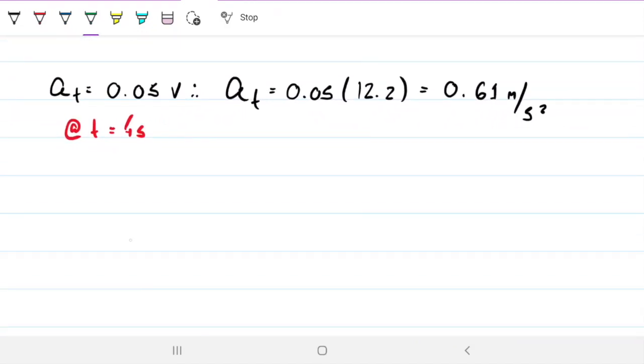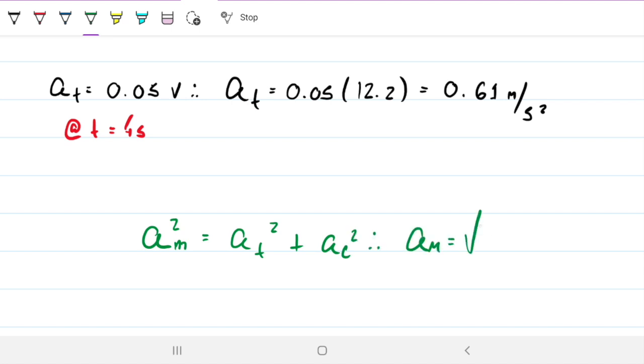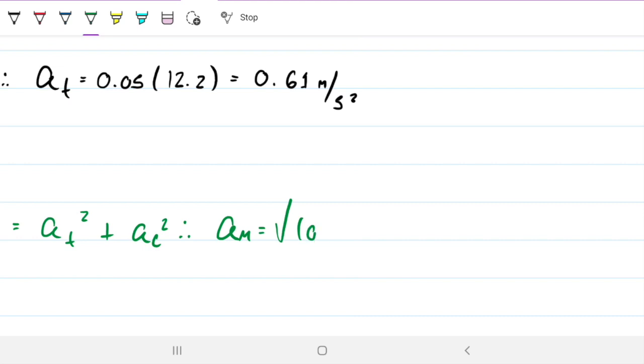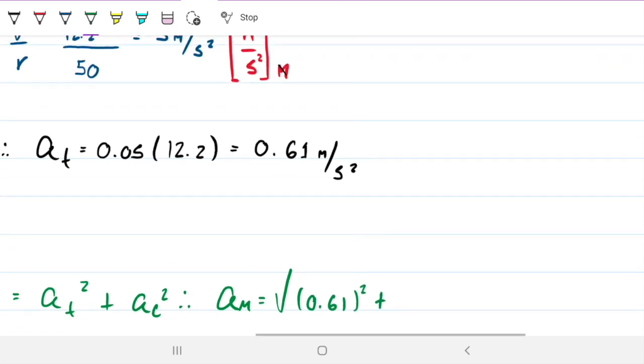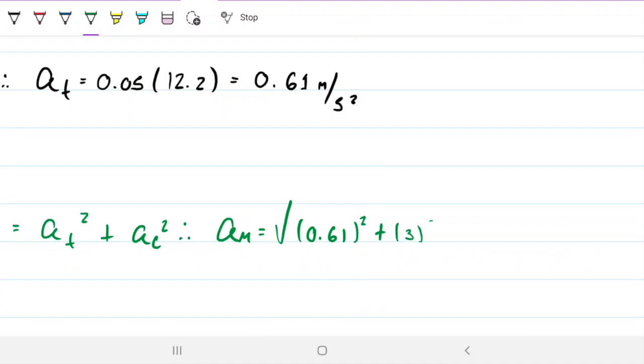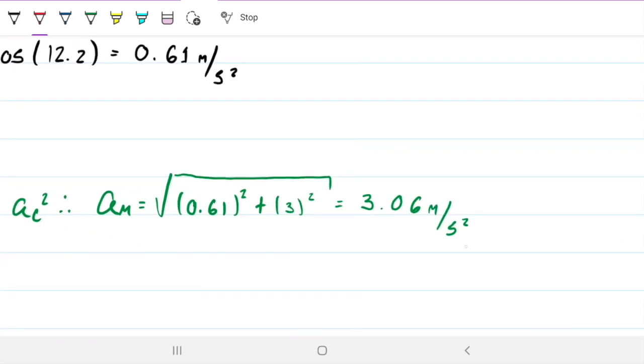To finish off, we know that there's two components to the acceleration. So the magnitude of the acceleration squared is equal to the tangent squared plus the centripetal squared. So therefore, if I just want a, I'll just take the square root of these squares. So 0.61 squared plus, what was the other one? 3, about 3. And this is 3.06 meters per second squared. Okay, so just note that that's our answer right there.